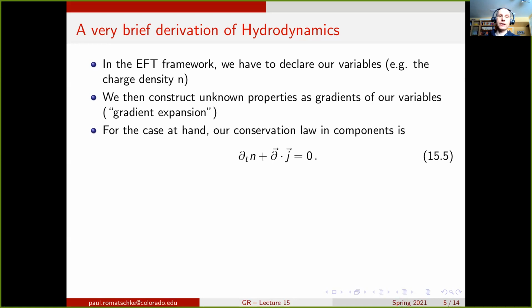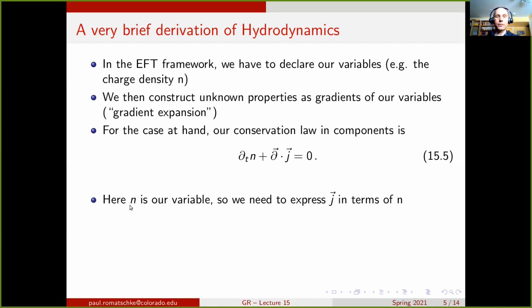And for the case at hand, the quantity that we want to construct is an equation for the time evolution. We have the conservation law that's given in components in equation 15.5, the time derivative of the charge density plus the divergence of the current density is 0. But what we would like to have is a simple partial differential equation for the charge density n. What we don't know is the current density j. So clearly what we want to construct in our EFT framework is some relation between the current density j and the charge density n.